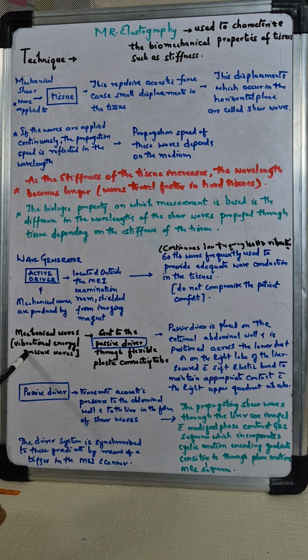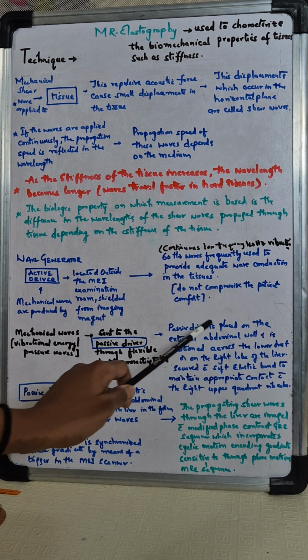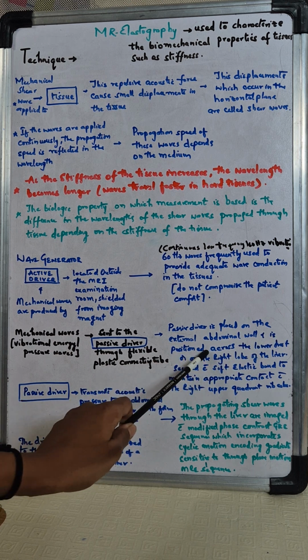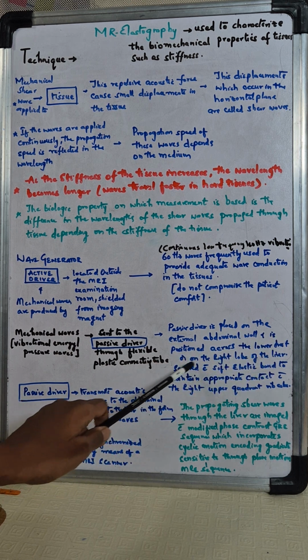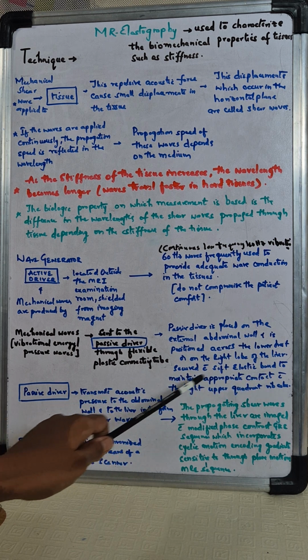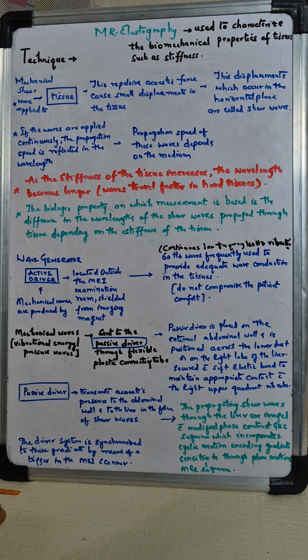These mechanical waves, vibrational energy or pressure waves, are sent to a passive drive through a flexible plastic connecting tube. This passive drive is kept on the patient. It is placed on the external abdominal wall, positioned across the lower chest or on the right lobe of the liver, secured with a soft elastic band to maintain appropriate contact with the right upper quadrant or rib cage.